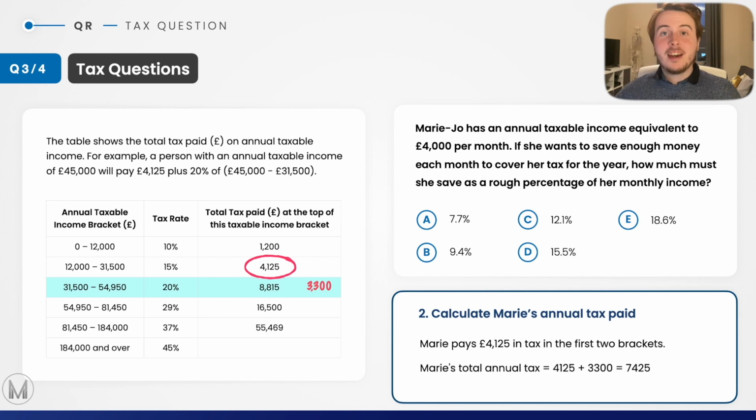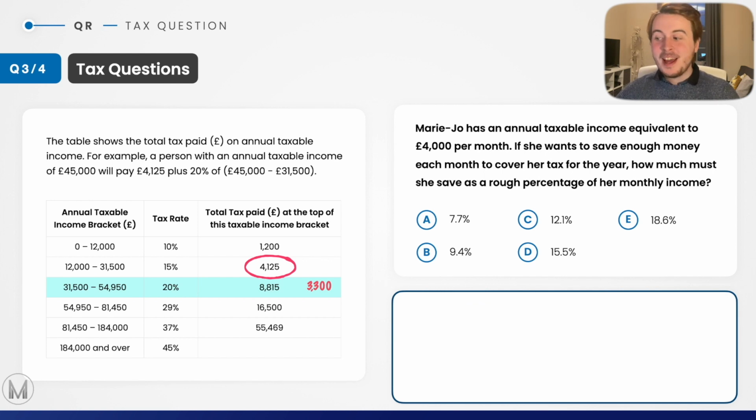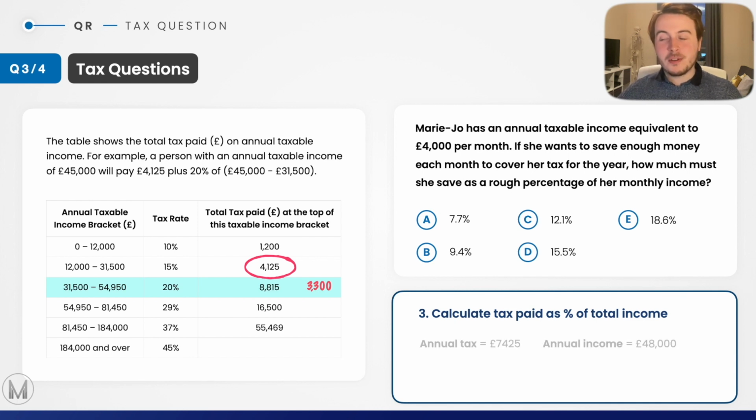So add those on to each other, and she must pay a total tax of 7,425. Okay, take a deep breath, one last step, and we're just going to now calculate that as a percentage of total income. So we're going to put that 7,425 over her total 48,000, and we're going to get 15.5%, which thankfully matches up to answer option D.